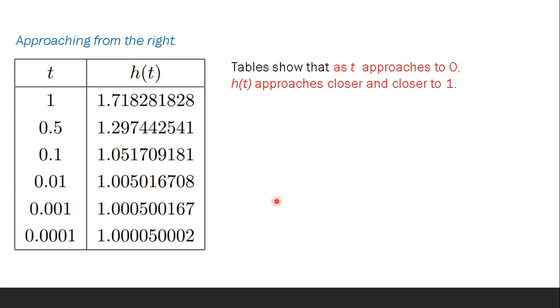And therefore, the tables show that as t approaches 0, our h of t approaches closer and closer to 1. And we can say that the limit of e raised to the power of t minus 1, all over t, as t approaches 0 is equal to 1, because we have the same observation from the two tables, from the left and from the right. That's why our limit exists.